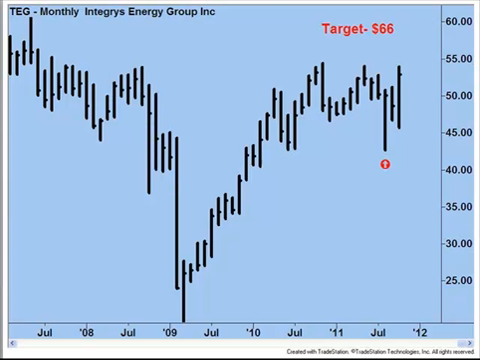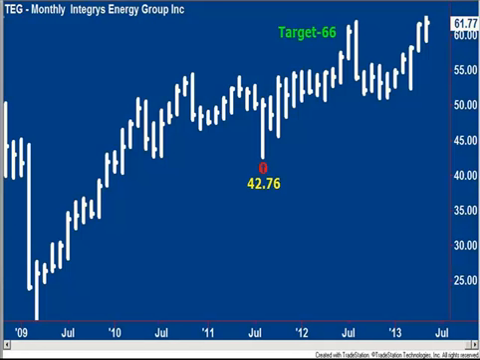TEG was next. The stock price was just under 53. The target was 66. TEG hasn't hit the target. It rallied, pulled back, made a higher low bottom. It could ultimately hit the target, but it's still a lackluster performer.